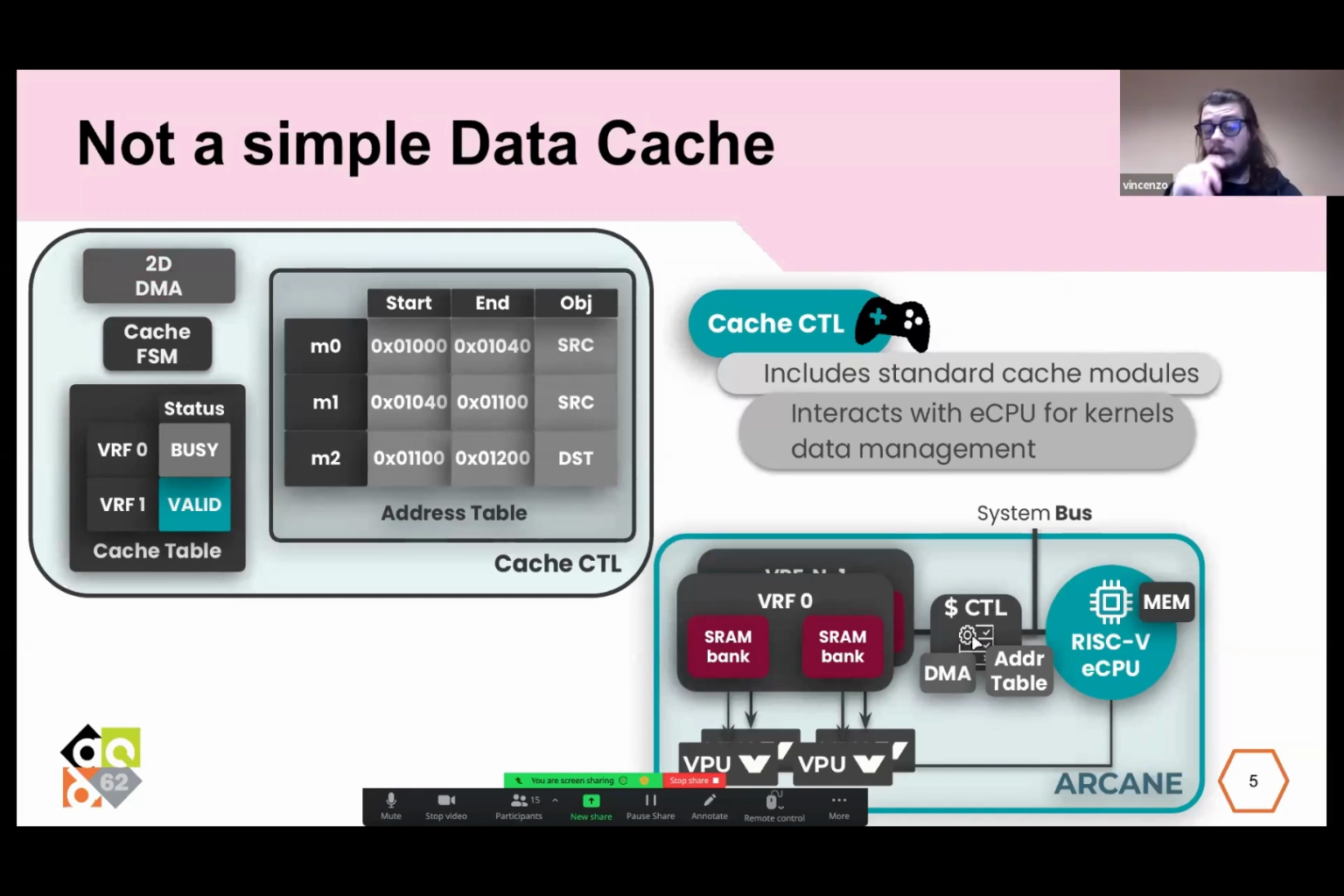This cache controller interacts with the embedded CPU, because they need to coordinate to handle the whole operation of the data cache. You can think of the cache controller as being in charge of handling all the memory requests from the host CPU, whereas the embedded CPU is in charge of handling the kernel offload, so the instruction offloading. It will be able to run and execute the matrix kernels, basically.